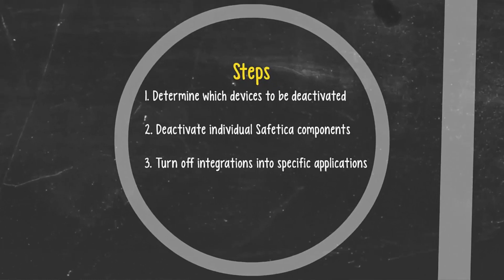In order to deactivate Safetica for troubleshooting, there are a few steps that you must follow. First, you need to determine which endpoints to deactivate. Next, individual Safetica components can be deactivated depending on the item that you are trying to troubleshoot. And finally, if there is an issue with a specific application, you can turn off the Safetica integration into the application itself.